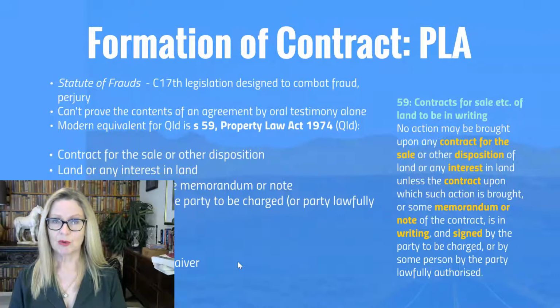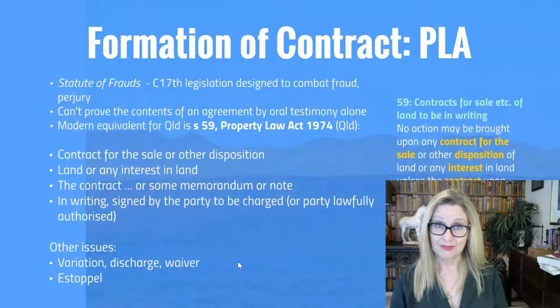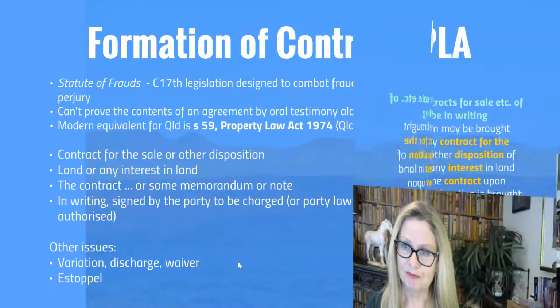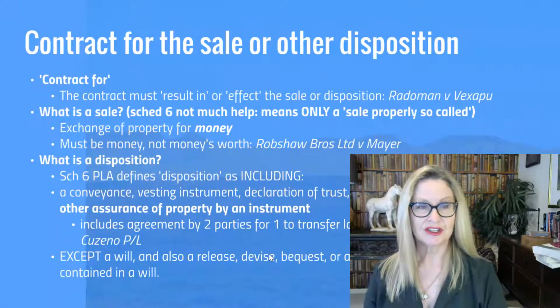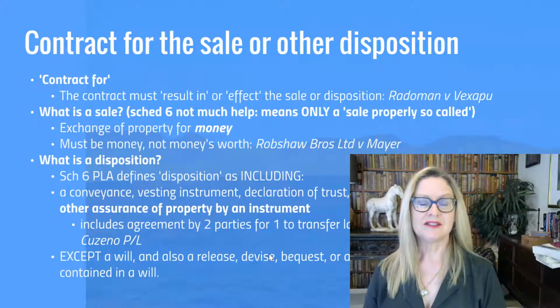And so we will carve up Section 59 into its various different components, as I said, and then we will have a look at a few other issues: variation, discharge and waiver. Are they the same thing? Are they different? That's a teaser for you. And also estoppel.